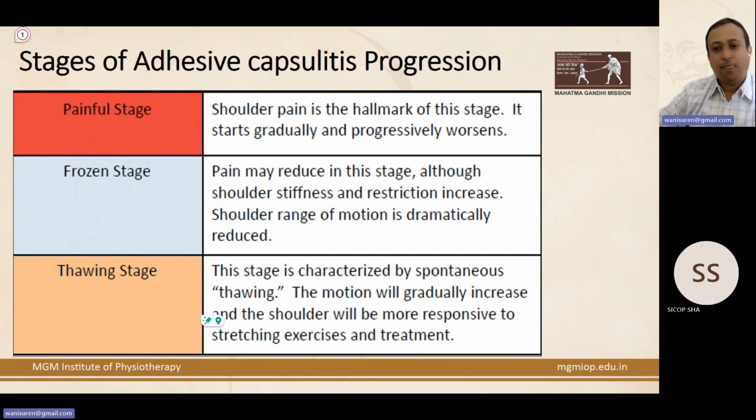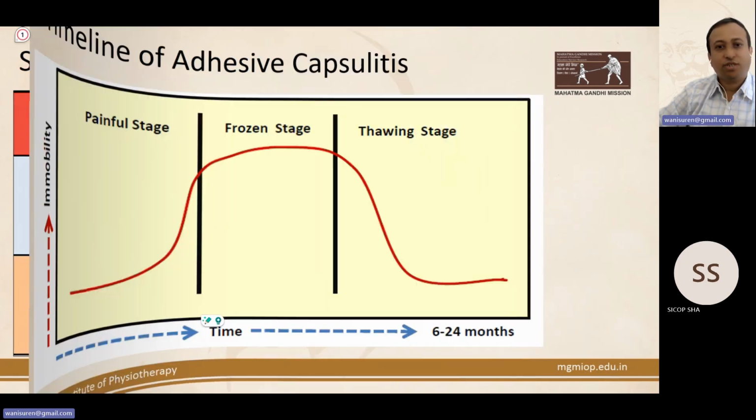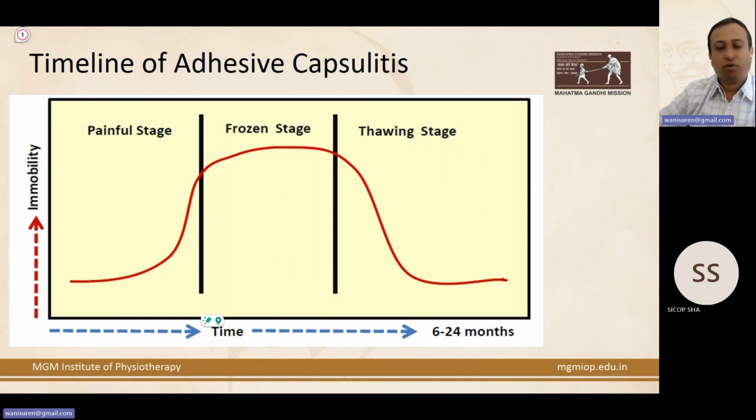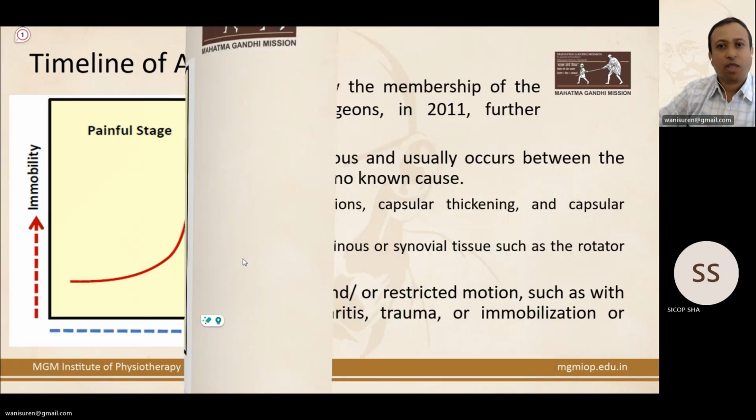In the third phase, the range of motion of the shoulder joint gradually increases, and it will respond properly to the stretching exercises and the treatment. If you see in this graph also, the immobility of the shoulder joint is more in the second stage, and gradually it is increasing from the painful stage to the frozen stage, and then it is again reducing in the thawing stage. Total course duration may last from 6 to 24 months.